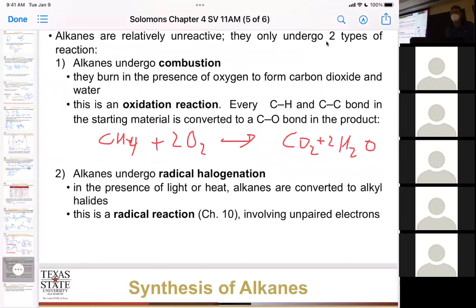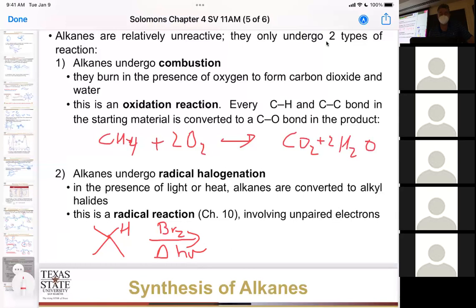The other thing that can happen, though, is we can use free radicals to do substitution reactions. So if we have a hydrogen here, we can heat it with bromine and hit it with light or heat, h nu. We'll do a substitution reaction where we're taking off one of the hydrogens, replacing it with a bromine, and generating one equivalent of HBr. Okay. So that's pretty cool. We're going to talk about that mechanism in chapter 10.